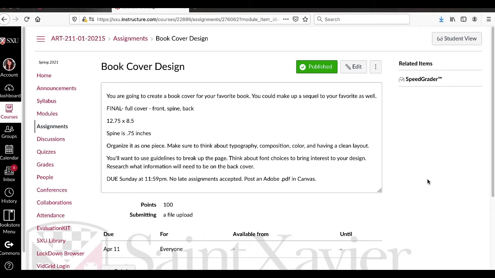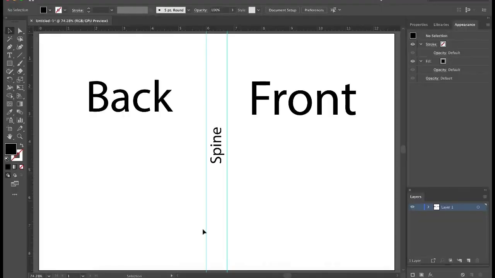Use guidelines to break up the page. Think about your font choices that will bring interest to your design. Research what information you should put on the back cover. Due Sunday, post your PDF in Canvas. So let's take a look at what I'm talking about. I have Illustrator set up here. This is how you're going to do it.